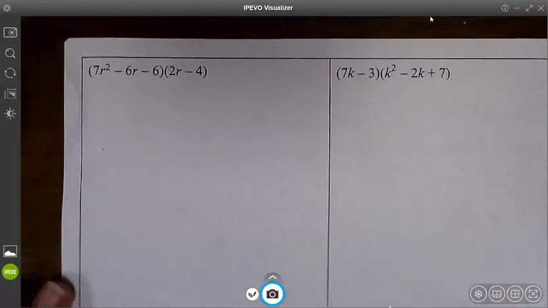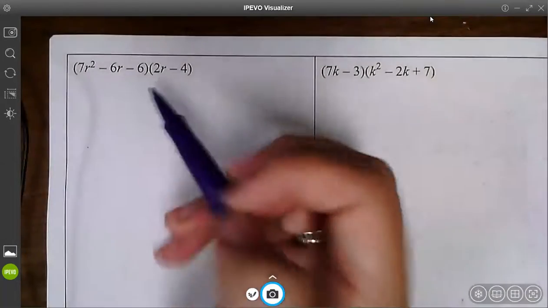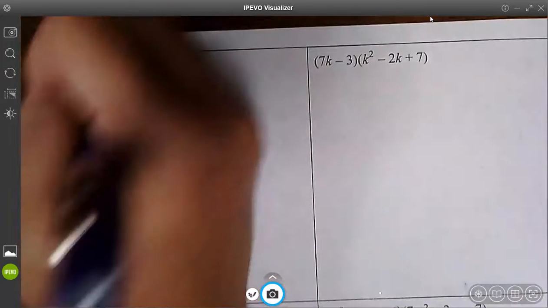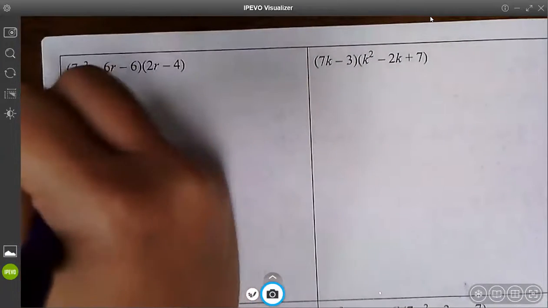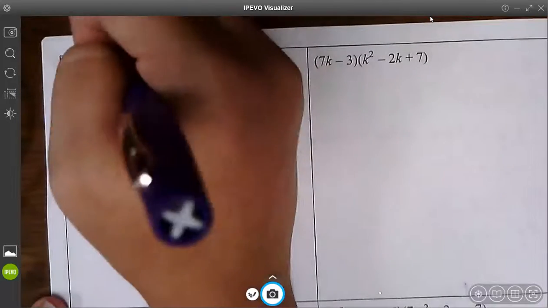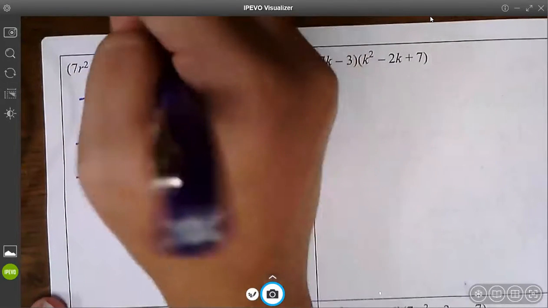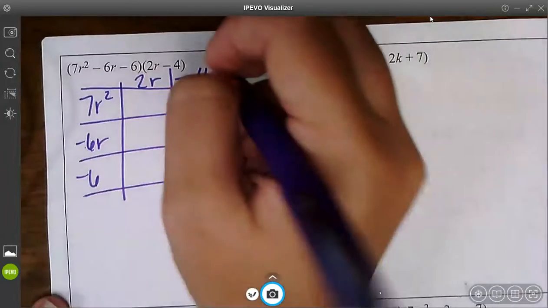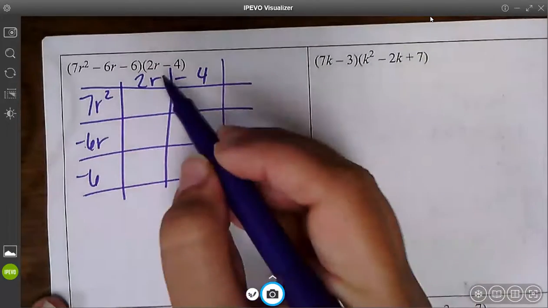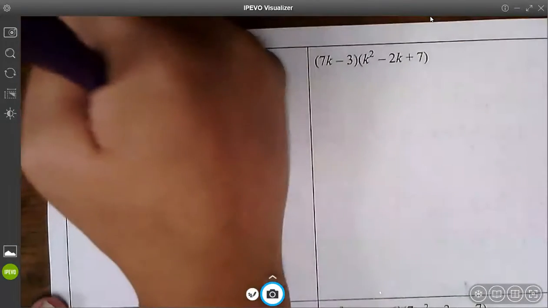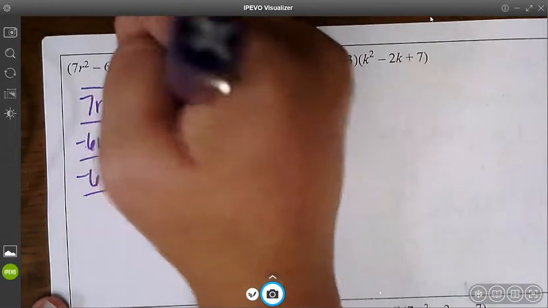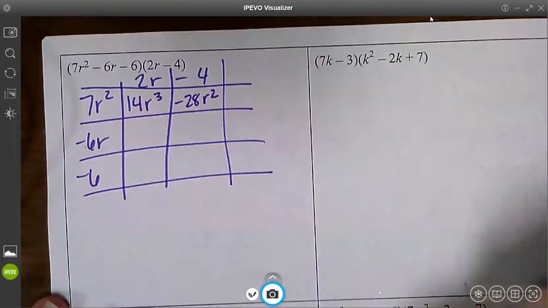Just a couple more on the back. I'll show you how you can do the box method with this. If you have 7r squared, negative 6r, and negative 6, and you have 2r minus 4, do it like this. 7r squared times 2r is 14r cubed. 7r squared times negative 4 is negative 28r squared.